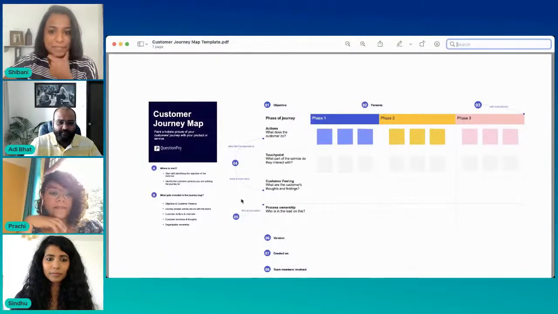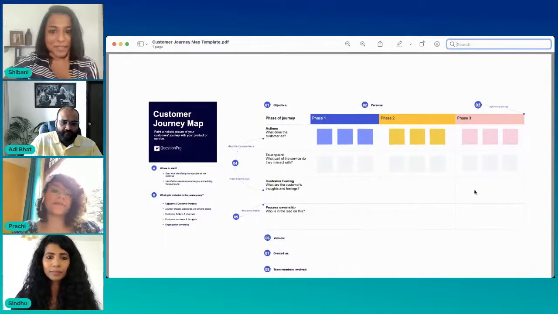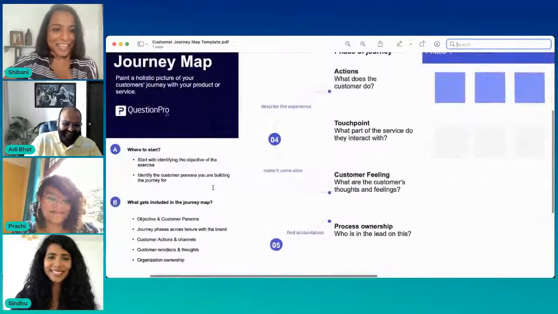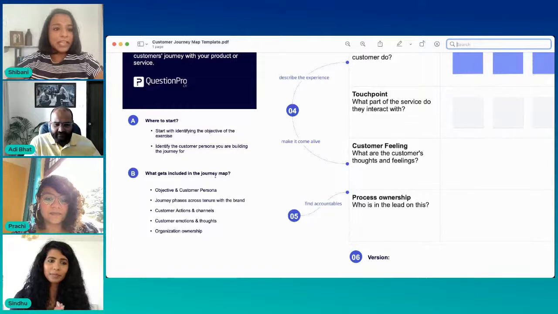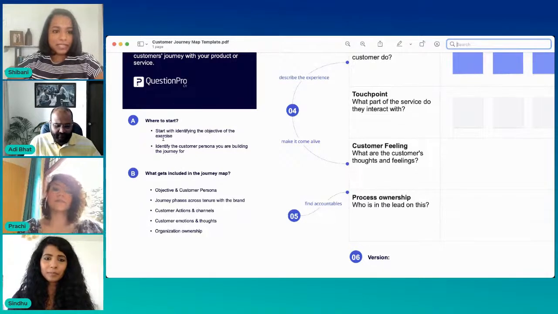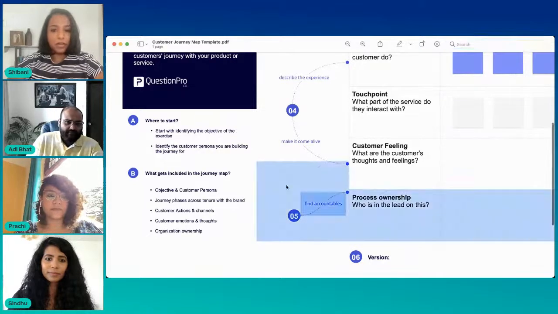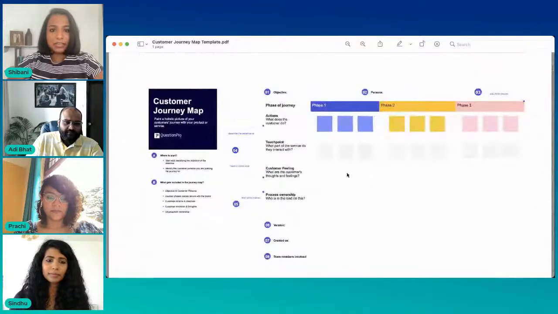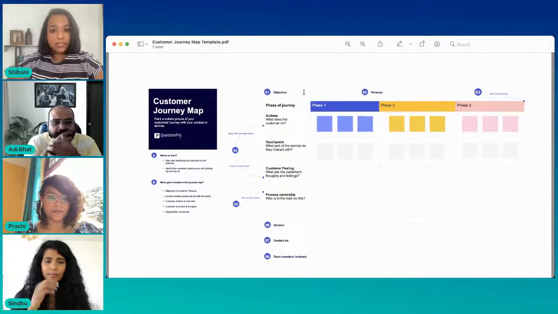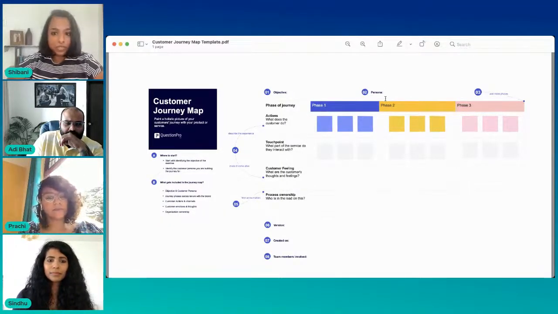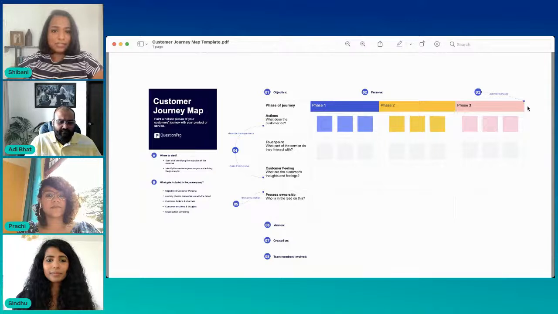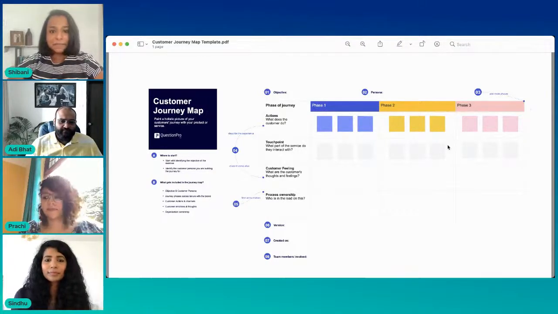All right. Can you all see my screen? Yeah. So the multicolored post-its that Sindhu was referring to, we've tried to keep it as simple as possible. Where to start, those pointers there, what all gets included as part of your journey map. We've numbered it out. Your first one, put down your objective, right? That's your number one thing to do, which is the persona that you're building out the entire journey map for. We've, of course, given you a template for phase 1, phase 2, phase 3, but you can have as many phases depending on the journey that you're selecting.